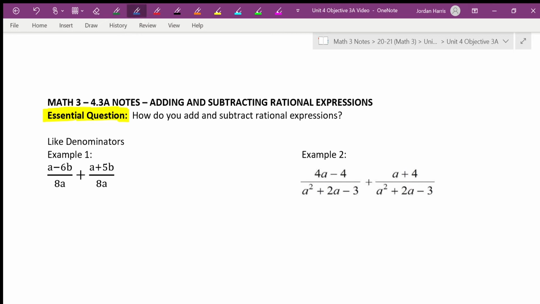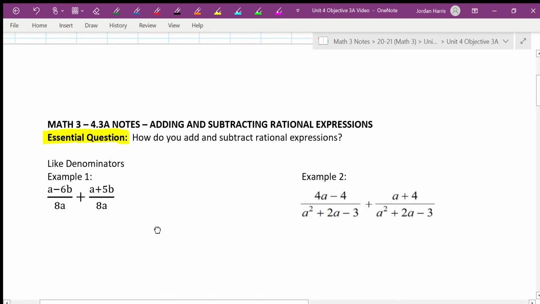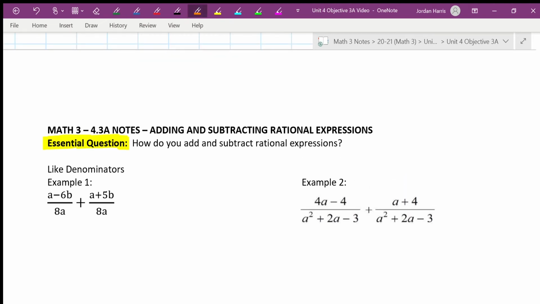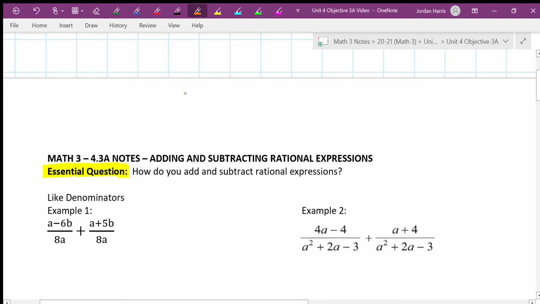Okay, so adding rational expressions is like adding with normal fractions. Just like multiplying is the same basic principle, so is adding. So I had 3/4 plus 2/3. How do we add fractions? Well, hopefully you know we need a common denominator.